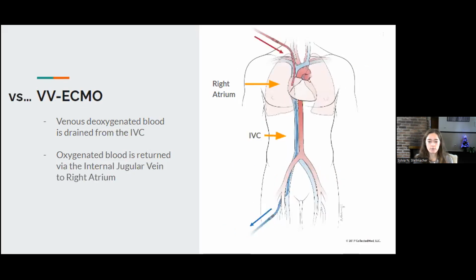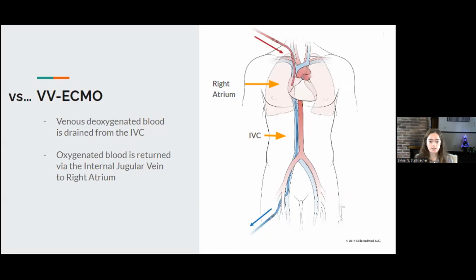This is different from VV or veno-venous ECMO, which is used for lung failure, where oxygenated blood is supplied through the jugular vein, and it is supplied to the right atrium, where this is then pumped through by the heart, because the heart is thought to be functional, and then it is drained via the IVC.